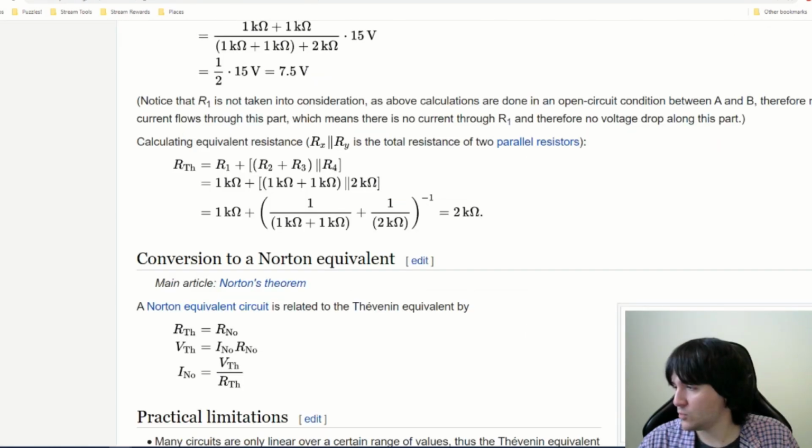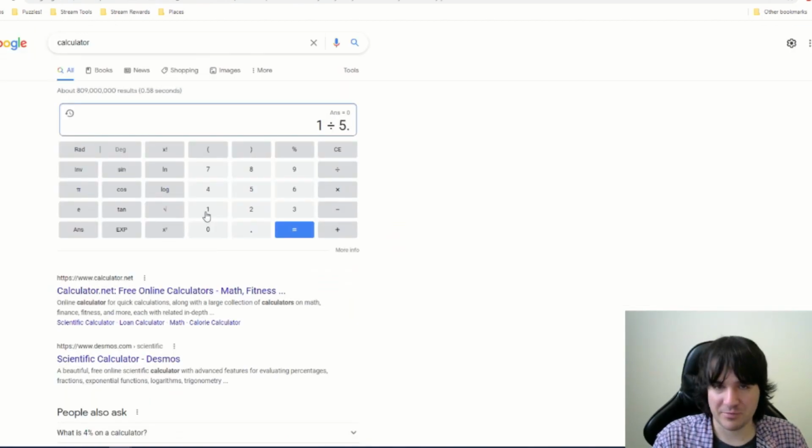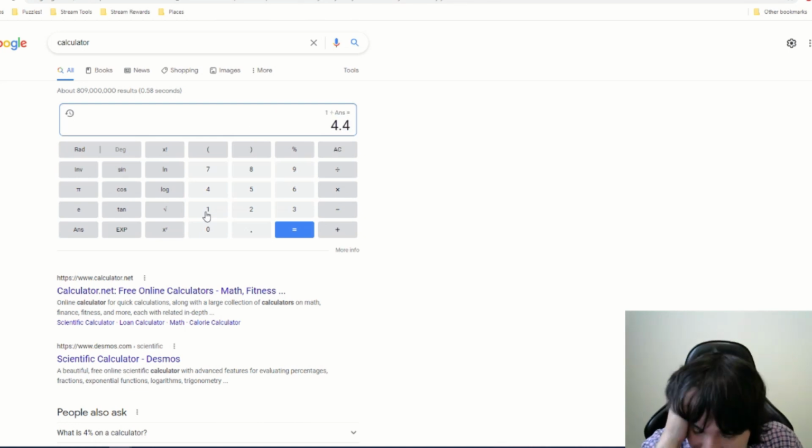Hold up, is that formula working properly? I just Googled the exact same formula on my own and got a different answer. Wait, really? How? Is Google rounding? 1 divided by 5.5 is this, plus 1 divided by 22 is this, and 1 divided by that is 4.4. What the heck, Google Sheets?